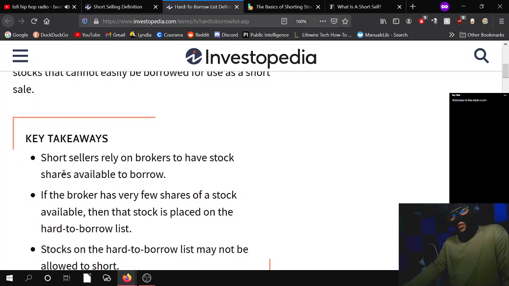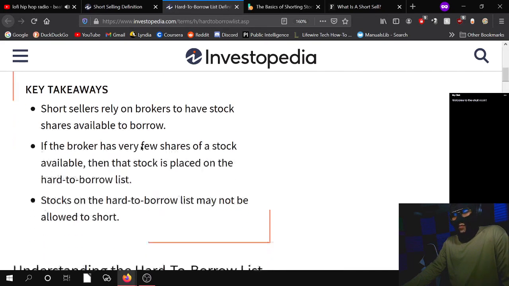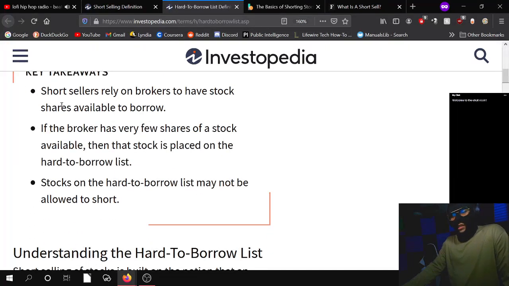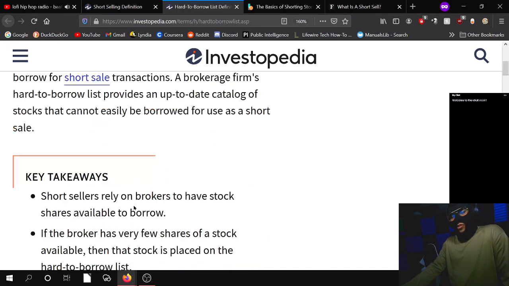Now let's go with key takeaways. Short sellers rely on brokers to have stock shares available to borrow. They have to rely on brokers, these sellers. If the broker has very few shares of a stock available, then that stock is placed on the hard to borrow list. Stocks in the hard to borrow list may not be allowed to short.